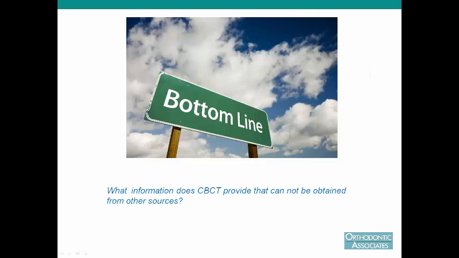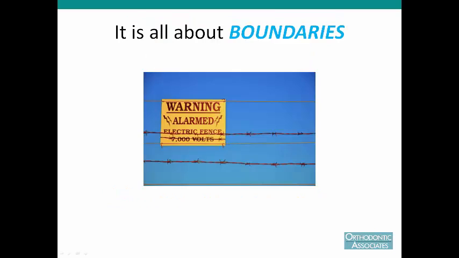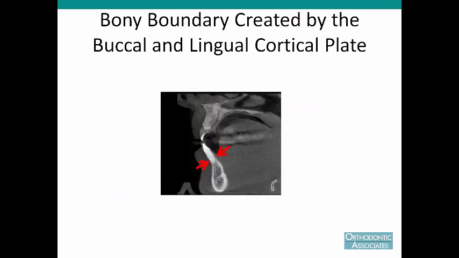What is the bottom line? What does Cone Beam CT provide that cannot be obtained from any other radiological source? It's all about the boundaries. It's the bony boundaries that are created from the buccal and lingual cortical plates that can be seen on a tooth per tooth basis using Cone Beam CT.